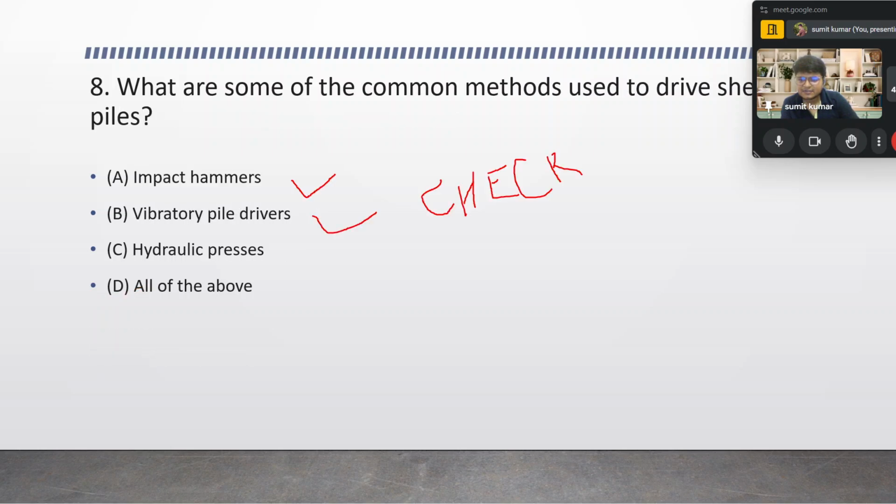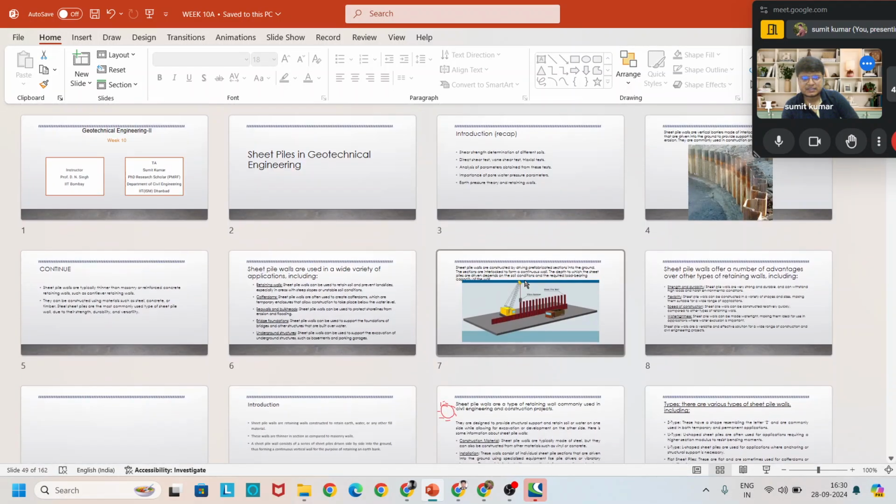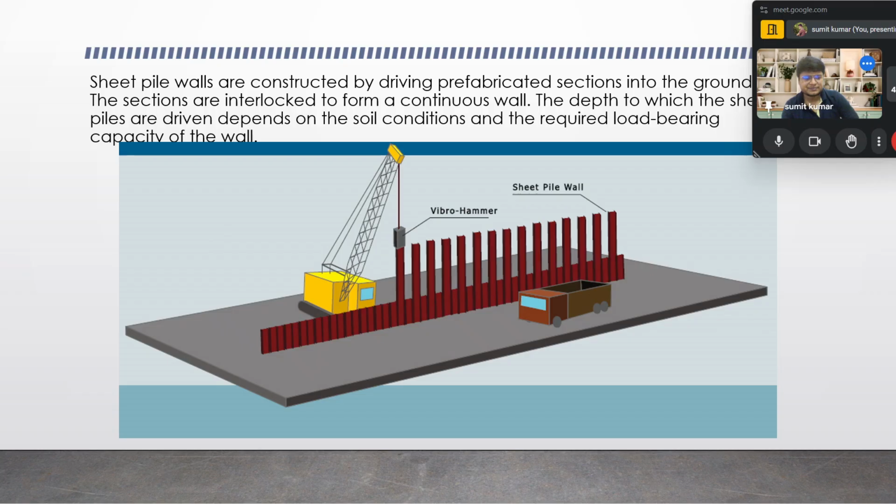Sir, please describe the impact hammer. Impact hammer and vibratory pile driver, these are the two things, right? Okay, I will explain that. From that slide I could explain very easily. See over here, the first is the vibro hammer. With the help of that, the sheet pile is driven into the ground.